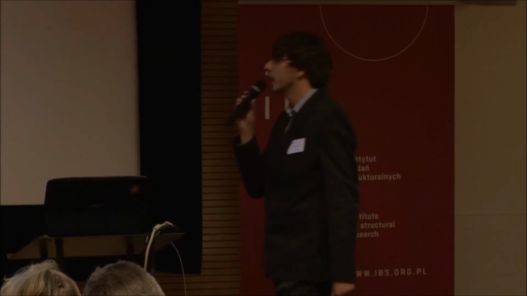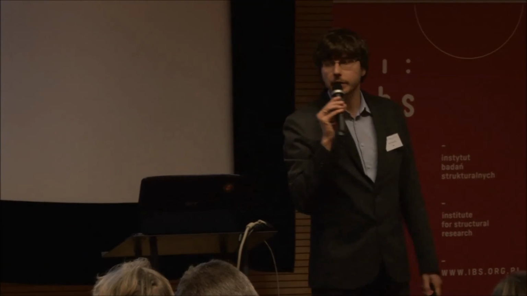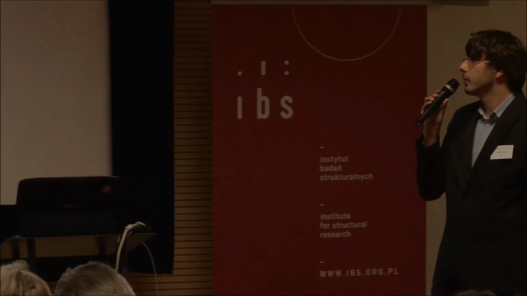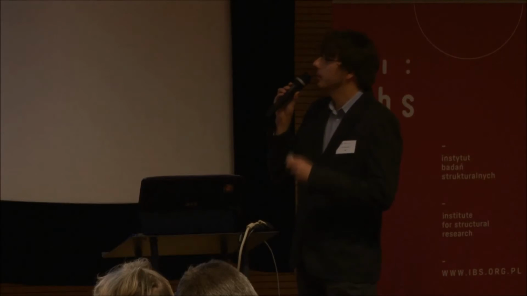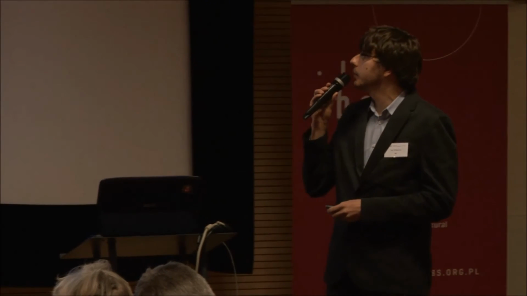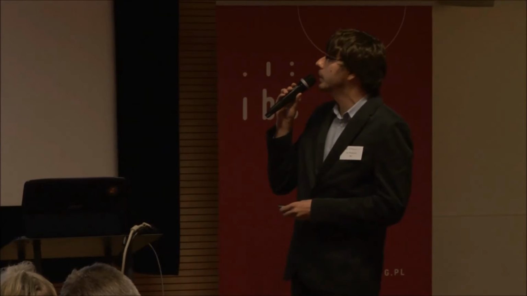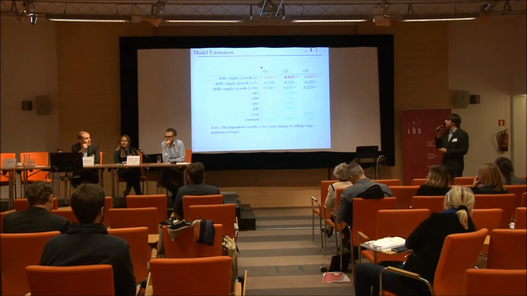Okay, data, EU KLEMS, 2008 release. I did it for 23 countries between 1970 and 2005 because I don't have data for all the countries for this period. It's unbalanced. And this is the result. So the first effect, which is the immediate effect of increasing number of college graduates, is negative, and in terms of sign and magnitude, this is very similar to the literature. So we see the drop in college wage premium.